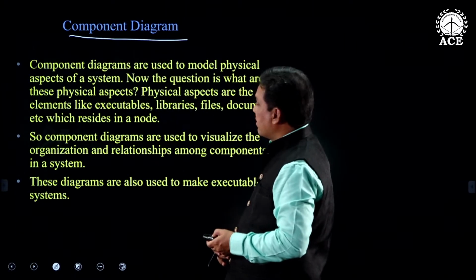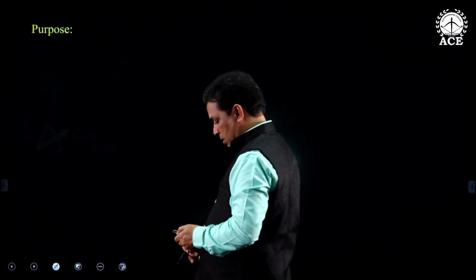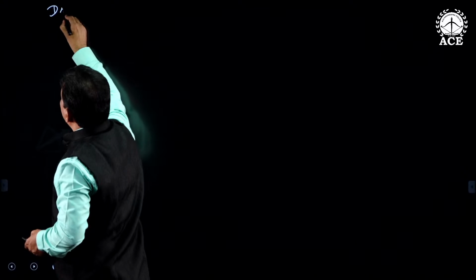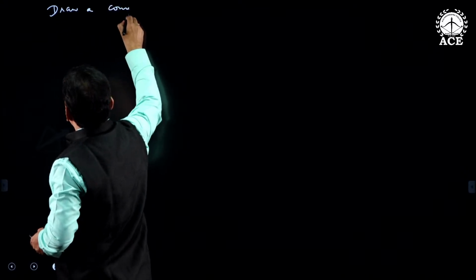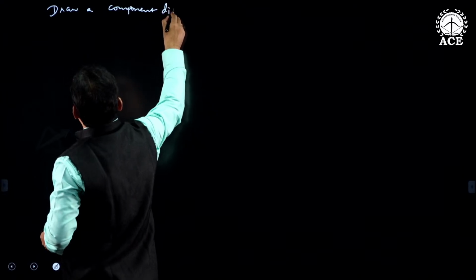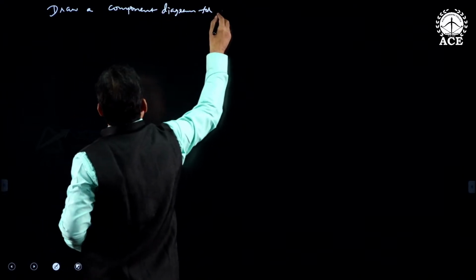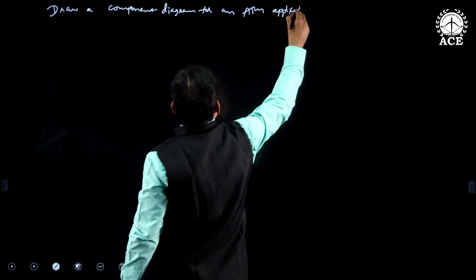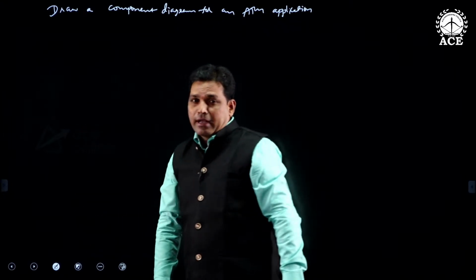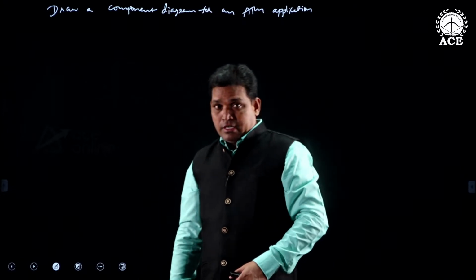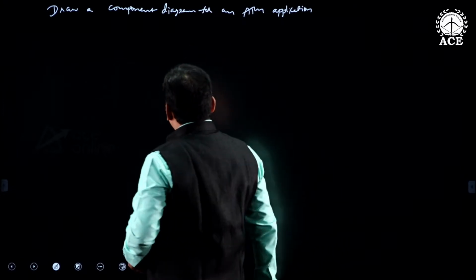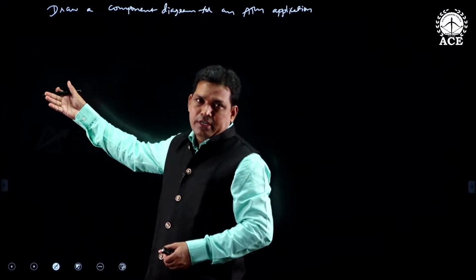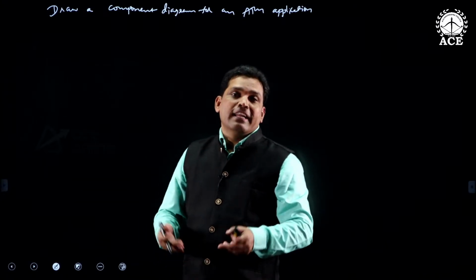What is the graphical representation of a component? We already discussed it. Now we are going to model a component diagram for an ATM application. Draw a component diagram for an ATM application. As a designer, before drawing it, remember that any component diagram consists of a collection of components. Each component is given a unique name, along with relationships among components.